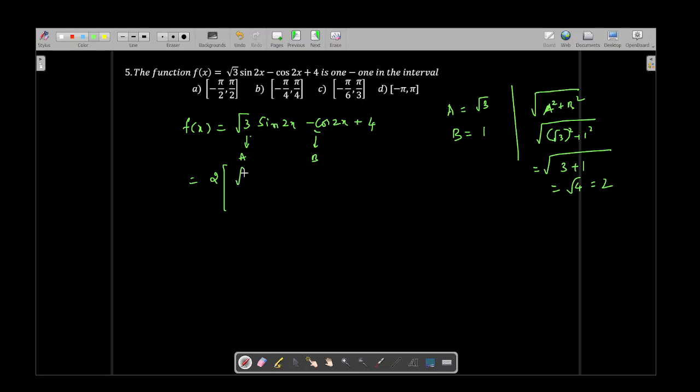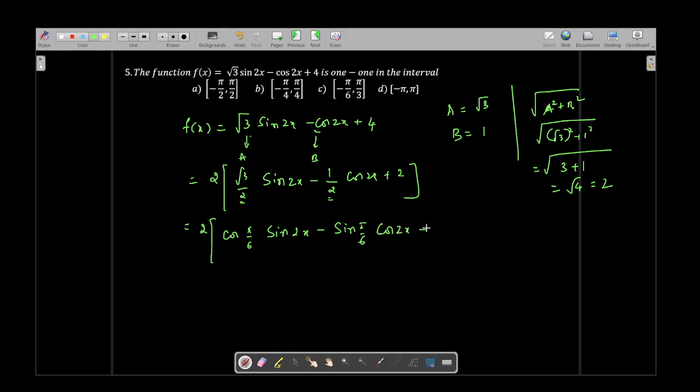2 into 2 into what I do is root 3 by 2 sine 2x minus 1 by 2 cos 2x plus 2. So if I multiply 2 back to this equation, I'll get back the same equation. So now, we know that root 3 by 2 is cos pi by 6. Sine 2x I'll keep as it is, minus 1 by 2 is sine pi by 6. You can put sine pi by 3 also here, but to make it sine or cos, we can take anything you want. So we have cos 2x here plus 2 as it is.